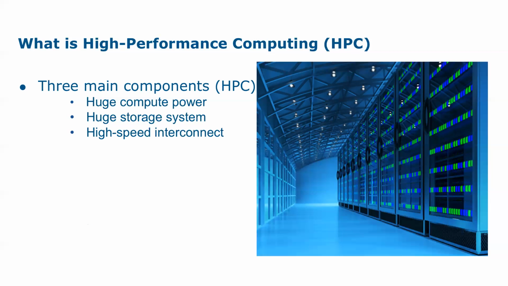The third one is high-speed interconnect. If our interconnection between all the machines are very slow, of course, you cannot get high-performance computing. So in an HPC environment, people always use high-speed switches to connect the compute nodes, which is the compute hosts, and storage, and other backup machines or whatever machines in the system, using high-speed switches to get high-performance computing.